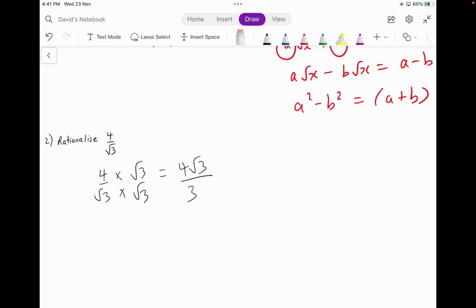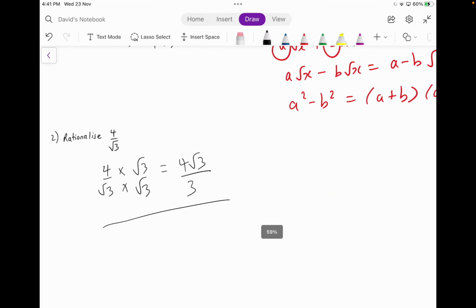That's not all yet, because the main thing we have to do after that is to simplify it, right? You can simplify it as 4 by 3 square root 3, but as of now, we can just leave it as 4 square root 3 divided by 3. That is where 3 is your rational denominator, and you can leave it as it is. Alright, let's move on to the next question.